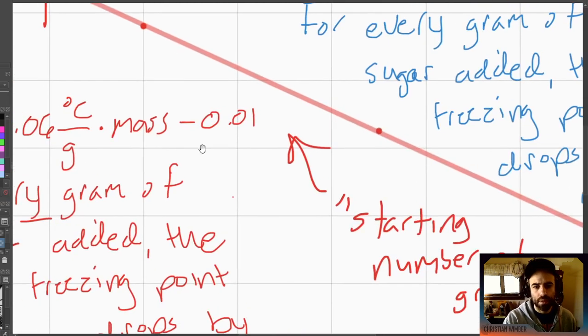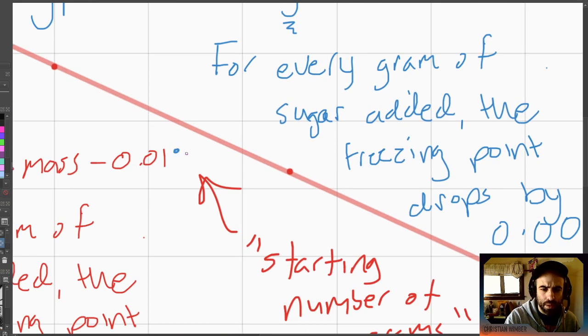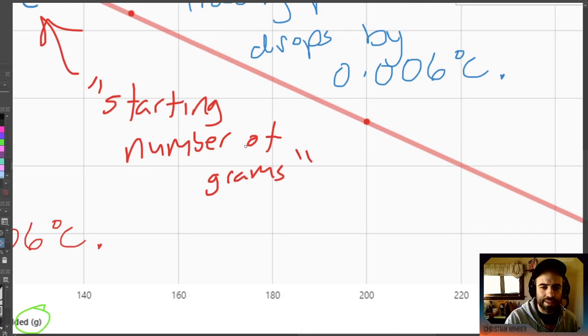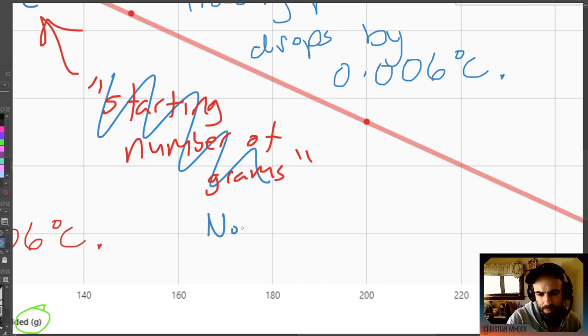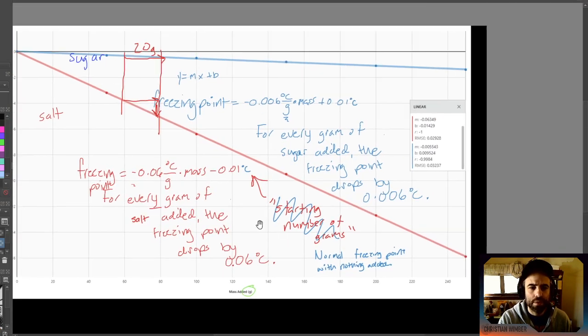Oh my goodness. So this is degrees Celsius. And it's not the starting number of grams, it's the normal freezing point, with nothing added. My goodness, see? Even I make mistakes. You guys knew that already though.